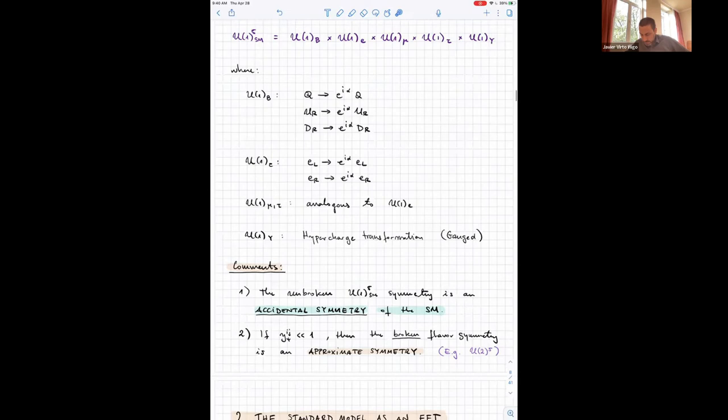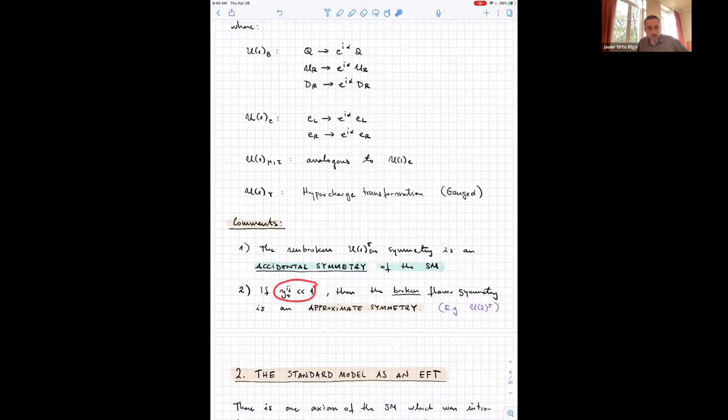Okay. Another comment is that if the Yukawa couplings are small, then you could regard this Yukawa part of the Lagrangian as a small interaction, okay, or a small perturbation of the full Lagrangian, and then you could regard the full flavor symmetry group as an approximate symmetry.